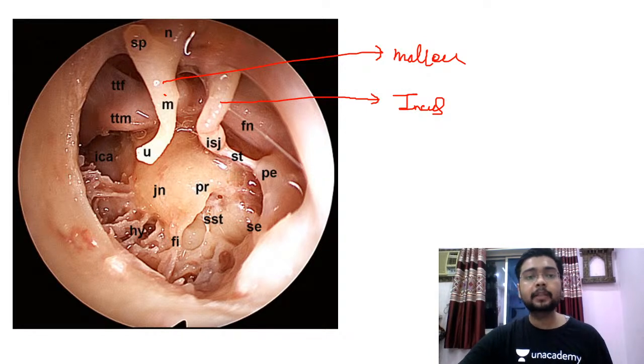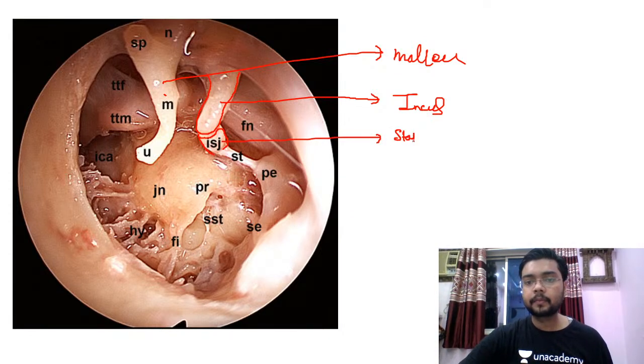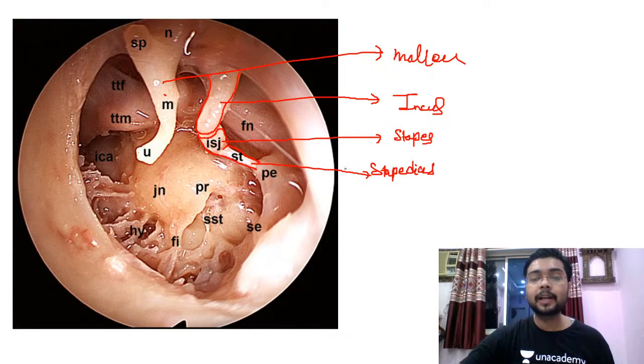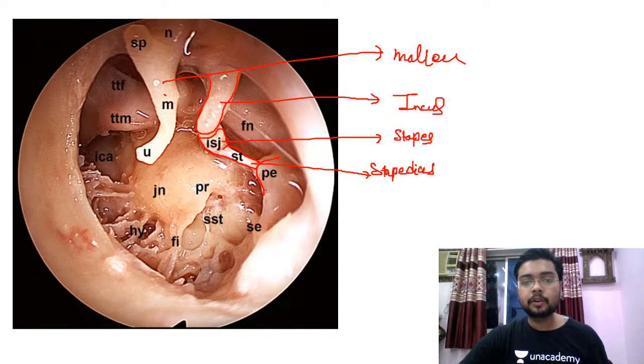Behind is your malleoincudal joint that we cannot see, but this part is your incus, right? Here you can see the stapes head, which is attaching to the incus, or you can say to the lenticular process of the incus. So this is your stapes head, right? And here you can see your stapedius muscle. You all know that this stapedius muscle is arising from a bulge, that is a ridge called the pyramidal process.